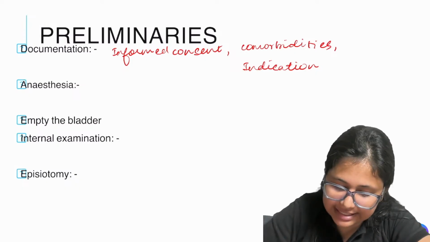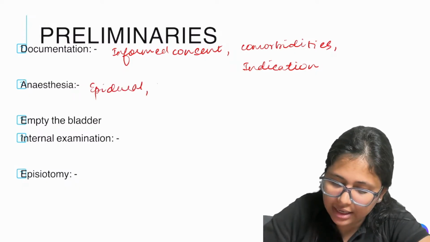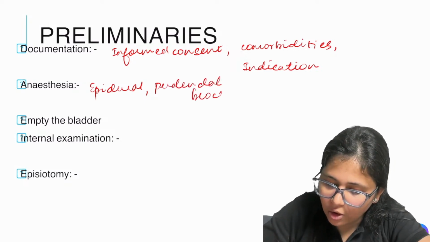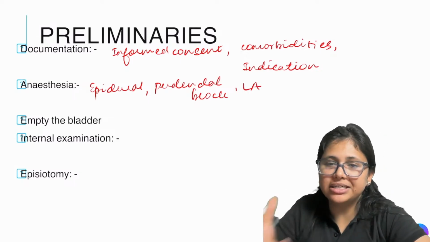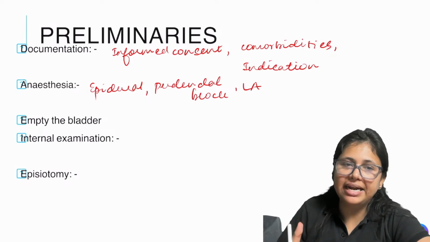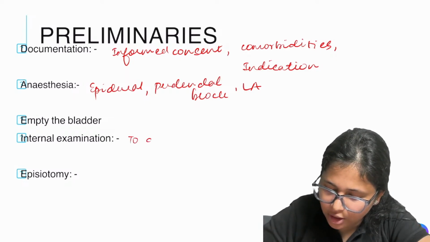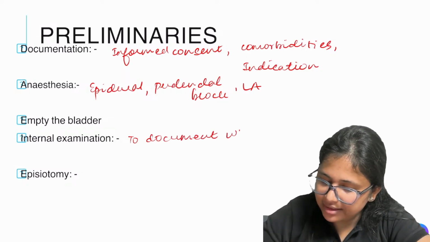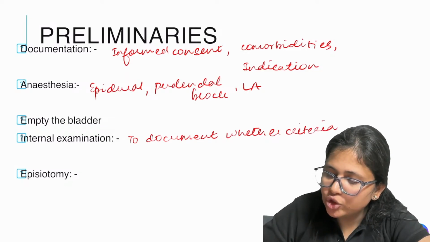There has to be anesthesia. So epidural, if she already has, good. If she does not, then at least a pudendal block or local anesthesia. Bladder emptying is very important, because it helps the head to descend, and that is very important. And internal examination to document whether criteria are met, right?